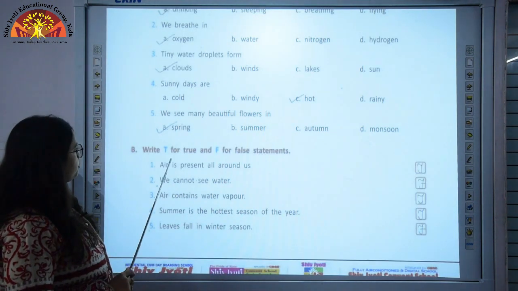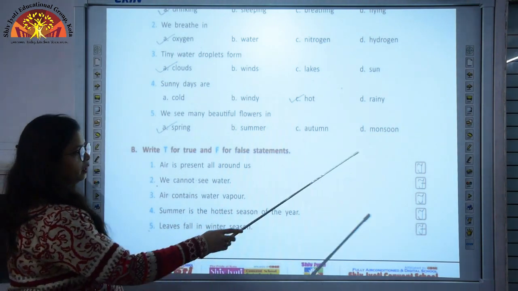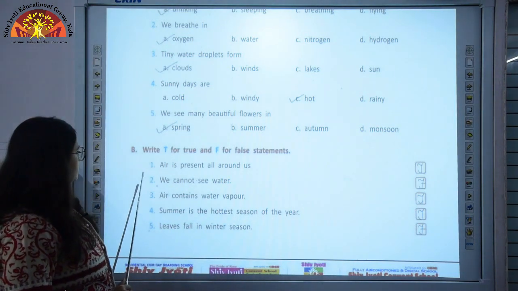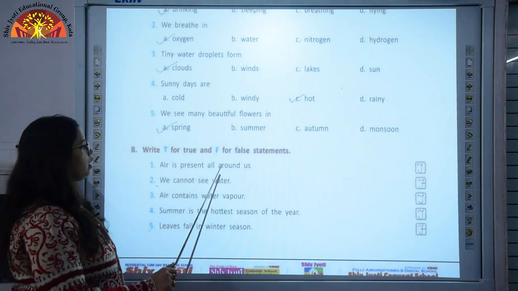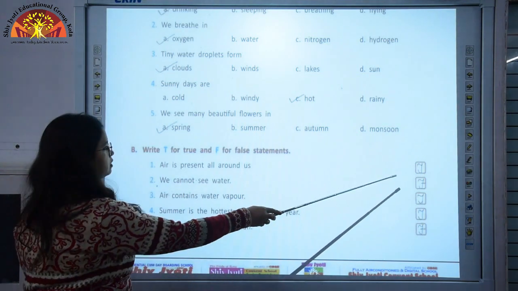Exercise number B. Write T for true and F for false statement. So here boxes are given, we have to write T or F. So first statement here is air is present all around us. So this statement is a correct statement, so we will write T over here.